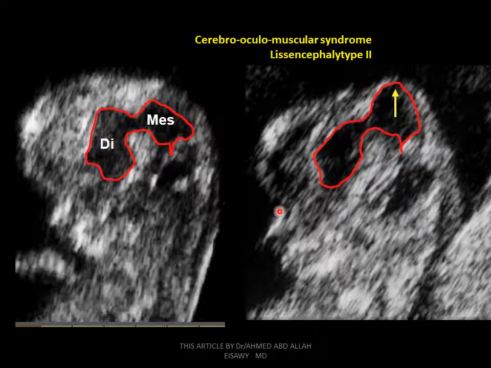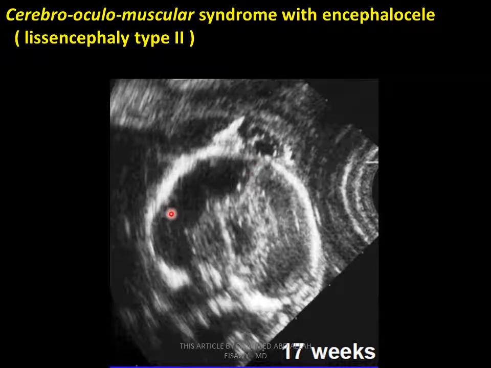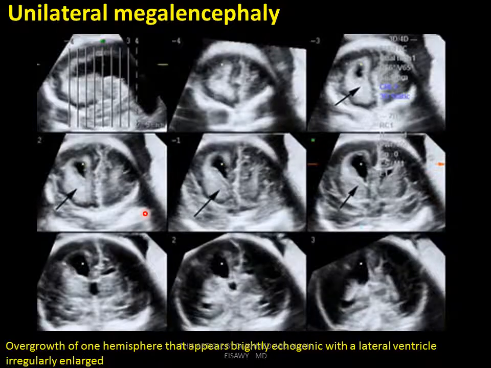Cerebro-oculomuscular syndrome, lissencephaly type 2. Cerebro-oculomuscular syndrome with encephalocele, lissencephaly type 2. Unilateral megalencephaly is unilateral overgrowth of the cerebral hemisphere. Hamartomatous overgrowth of one hemisphere appears brightly echogenic, with the lateral ventricle irregularly enlarged, as we see in these images.